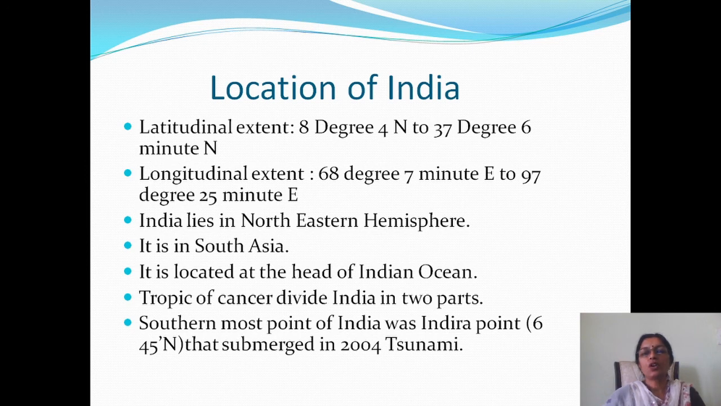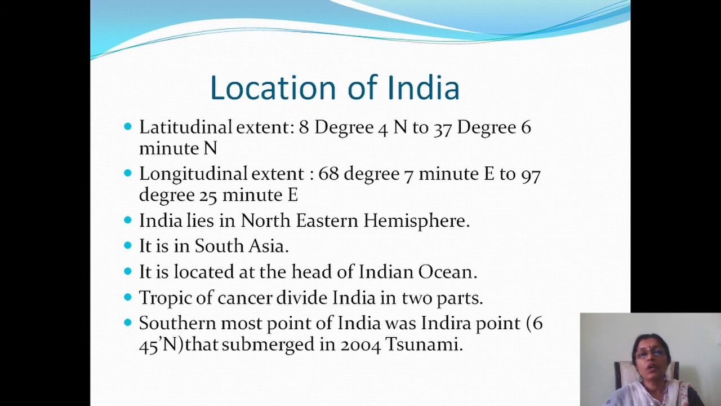Now let's talk about extension in latitude. Equator is 0 degree, but India starts from above equator, that is 8 degree 4 minute north to 37 degree 6 minute north. Longitudinal extent is 68 degree 7 minute east to 97 degree 25 minute east. This was extension of mainland.